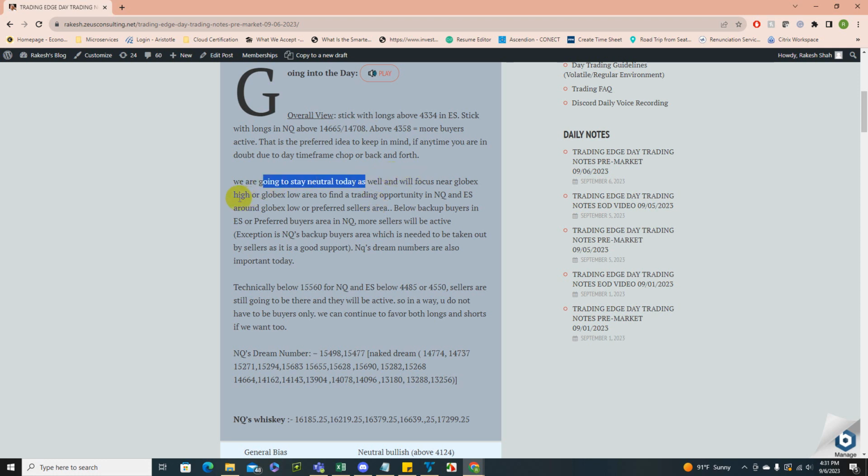We will focus near Globex high, Globex low area to find trading opportunity in NQ and ES around Globex low or preferred sellers area, okay? Below backup buyers area in ES or preferred buyers in NQ, more sellers will be active. Exception is NQ's backup buyers area, which needs to be taken out by sellers as it is a good support. So NQ's dream numbers are also important today, okay? So below backup buyers area in ES and preferred buyers area in NQ, more sellers will be active.